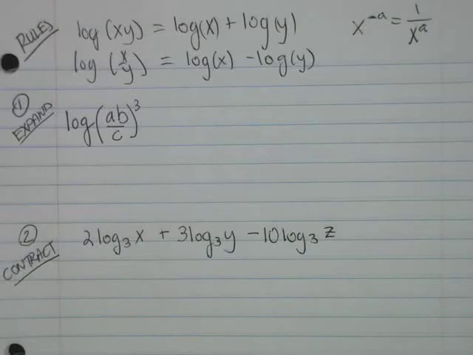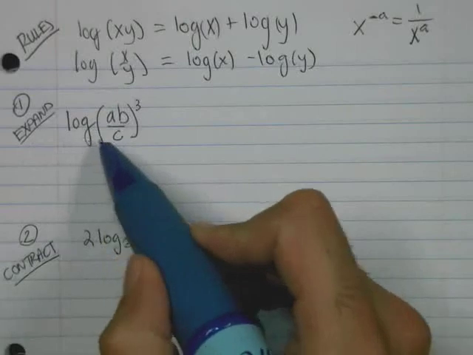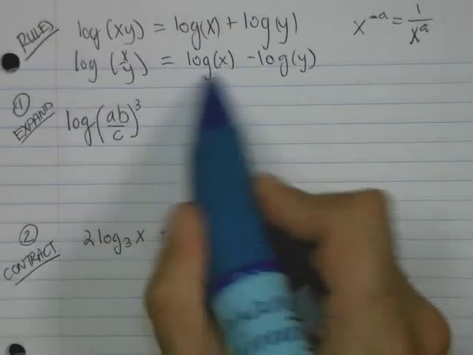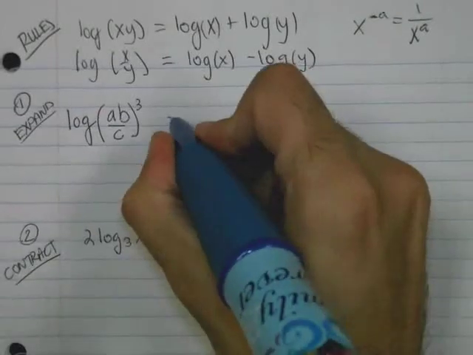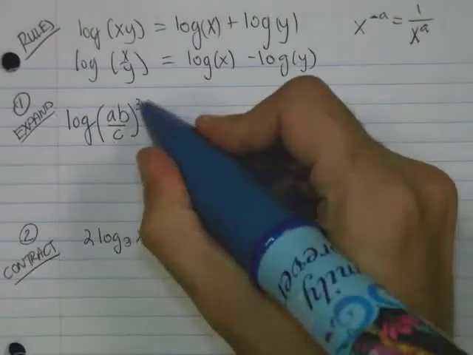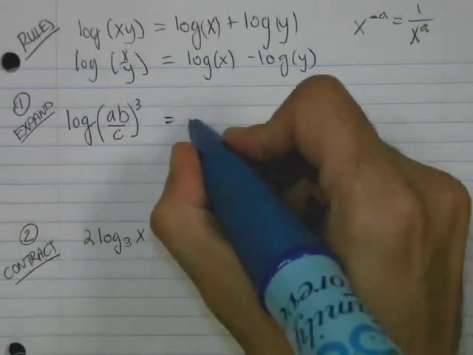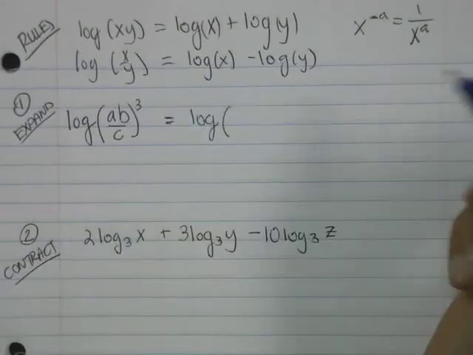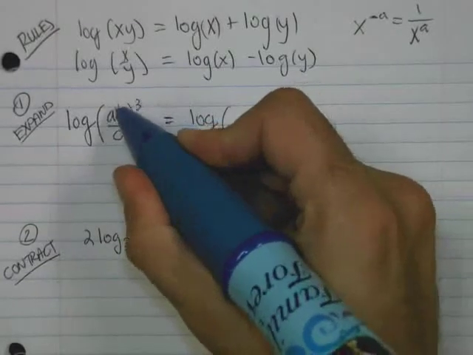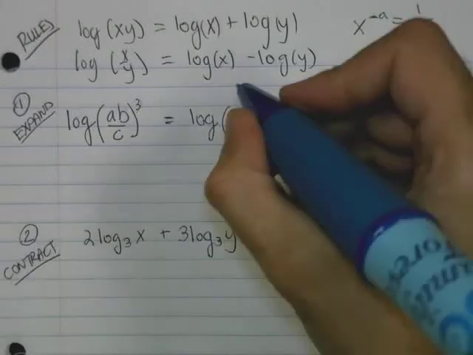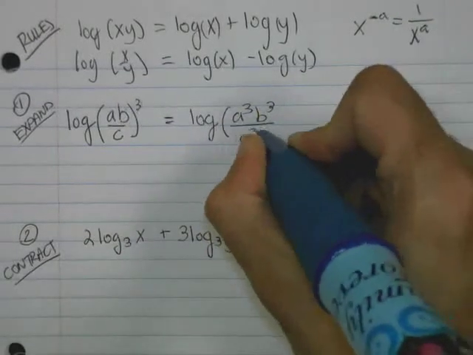We're going to look at this prompt. It says to expand log of this stuff. So we're going to use these rules and the other rules we know to be able to do that. The first thing that I'm going to do is distribute this cubed in. We know that from our exponent rules. I can distribute this cubed into each one of these. That's what our exponent rules say. So a cubed, b cubed, all over c cubed. That's the very first step.